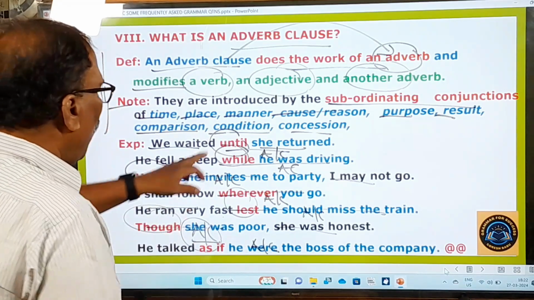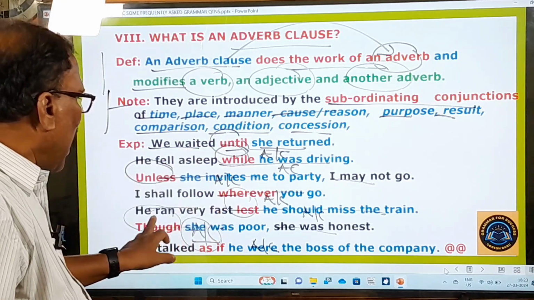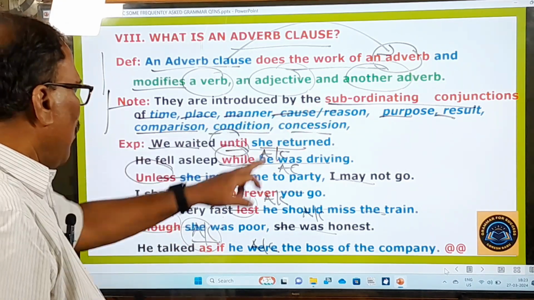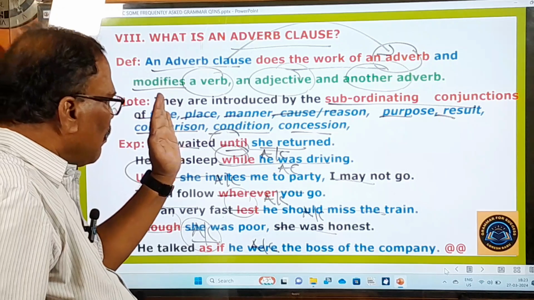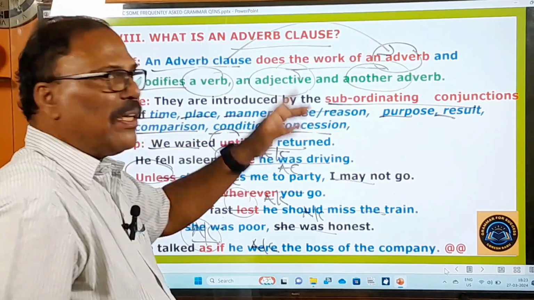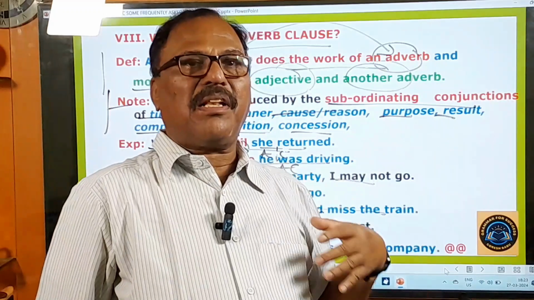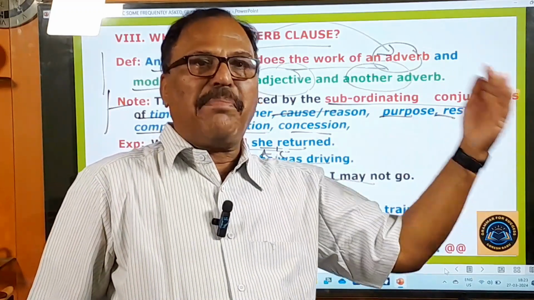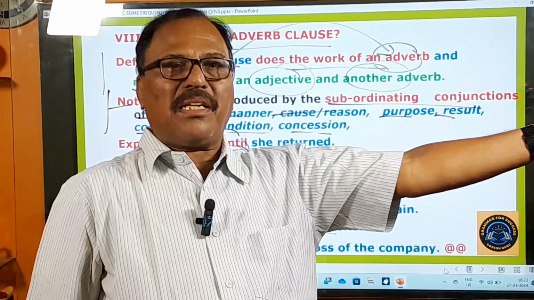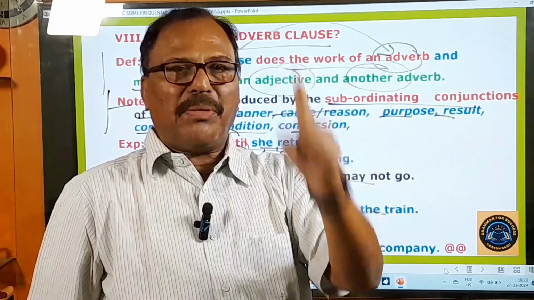So in this way, all these red colored words are subordinating conjunctions. Okay, and therefore the clause that begins with them is called an adverb clause. Here you have understood from this slide that the clauses that begin with subordinating conjunctions are always called adverb clauses.